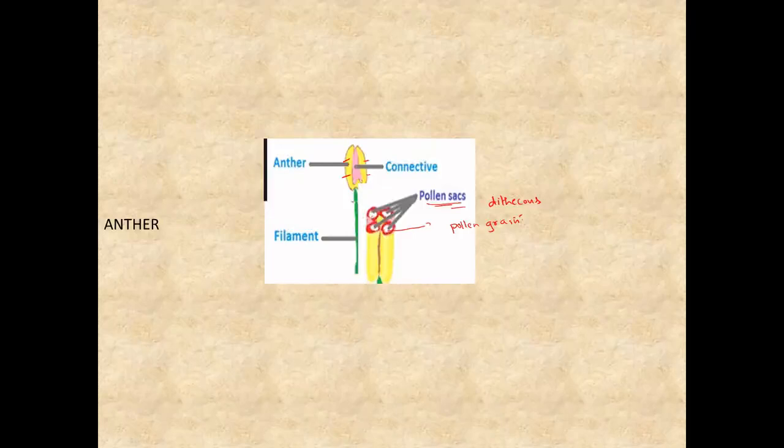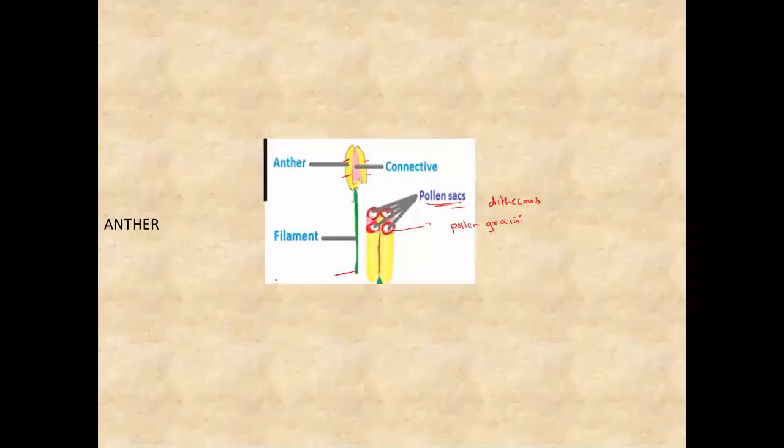Pollen grain. Okay. So the filament is slender and long. At the top, it has a swollen structure known as anther. The anther has how many lobes? Two lobes. That is why you call it what? Dithecous.